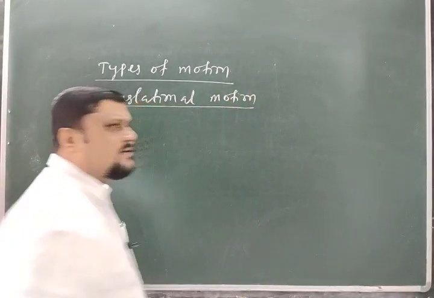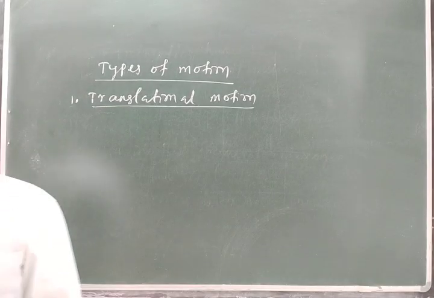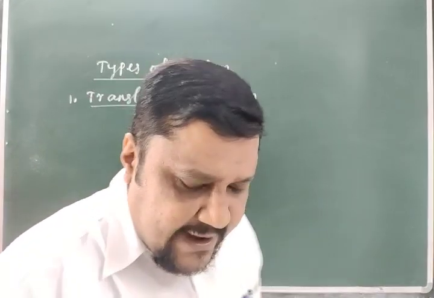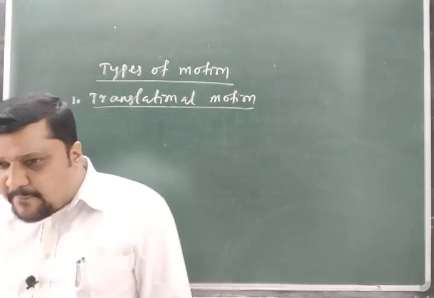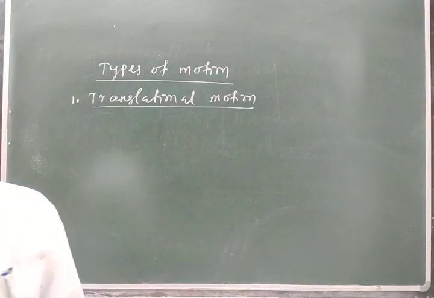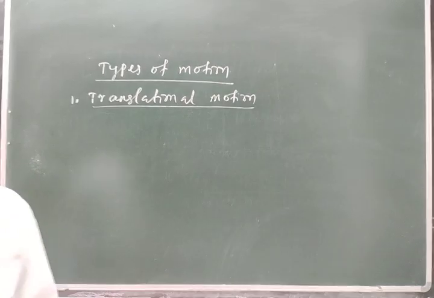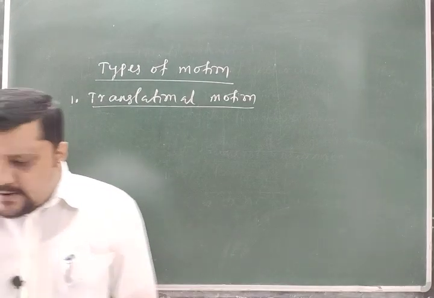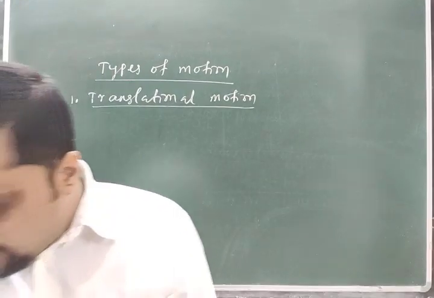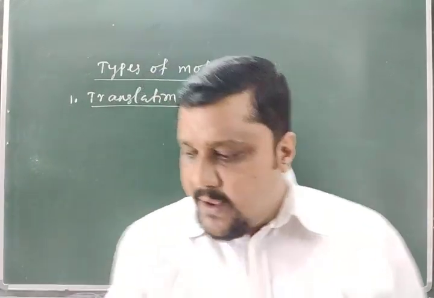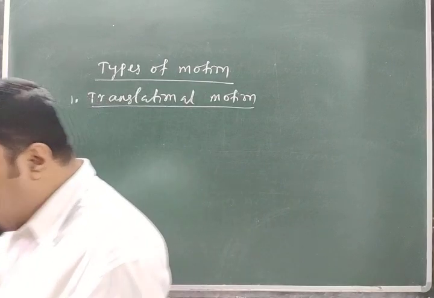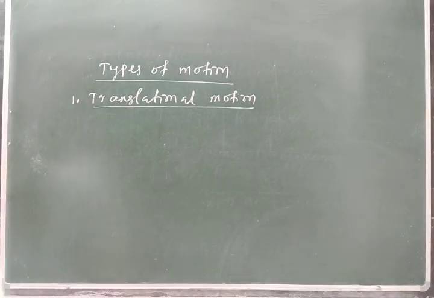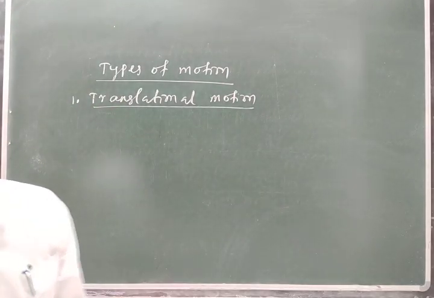A body has translational motion if a line joining any two points on the body remains parallel to itself throughout the motion of the body. Clear? Write down this. A body is said to be in translational motion if a line joining any two points of the body remains parallel to itself throughout the motion of the body.